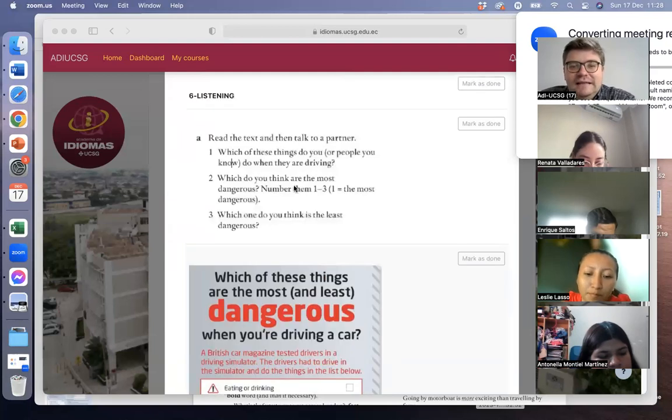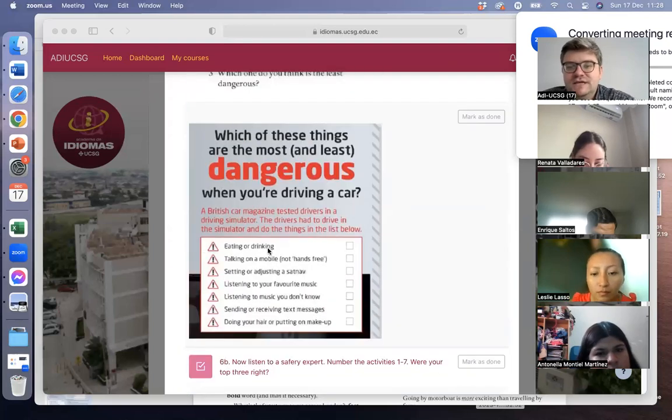Okay, so now let's have a look at these 3 questions. Basically what we're trying to say here is that the British magazine did the study to see which of these things are dangerous when you're driving. Because when you're driving the car, you obviously have to focus, correct? You have to focus all the time when you're driving. And if you don't pay attention, you can crash into another car, or maybe a building, even a person. So these are the things that the magazine tested to see which ones are the most dangerous.